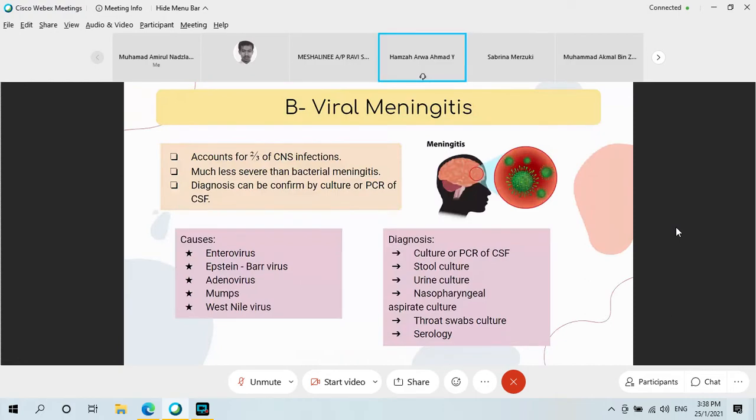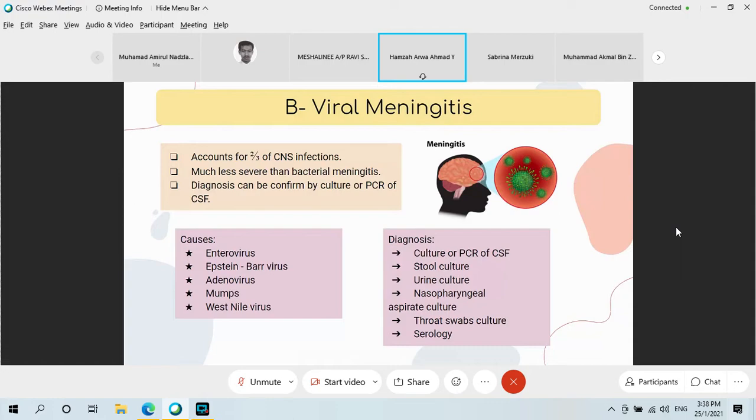Okay, then we have viral meningitis. It accounts for two-thirds of central nervous system infections. It's much less severe than bacterial meningitis. Viral meningitis in severe cases lasts about 7 to 10 days, with the symptoms receding gradually. Most cases that present clinically with meningitis are self-limiting and carry a good prognosis. While bacterial meningitis is cured by antibiotics, so we need to start management as soon as possible.